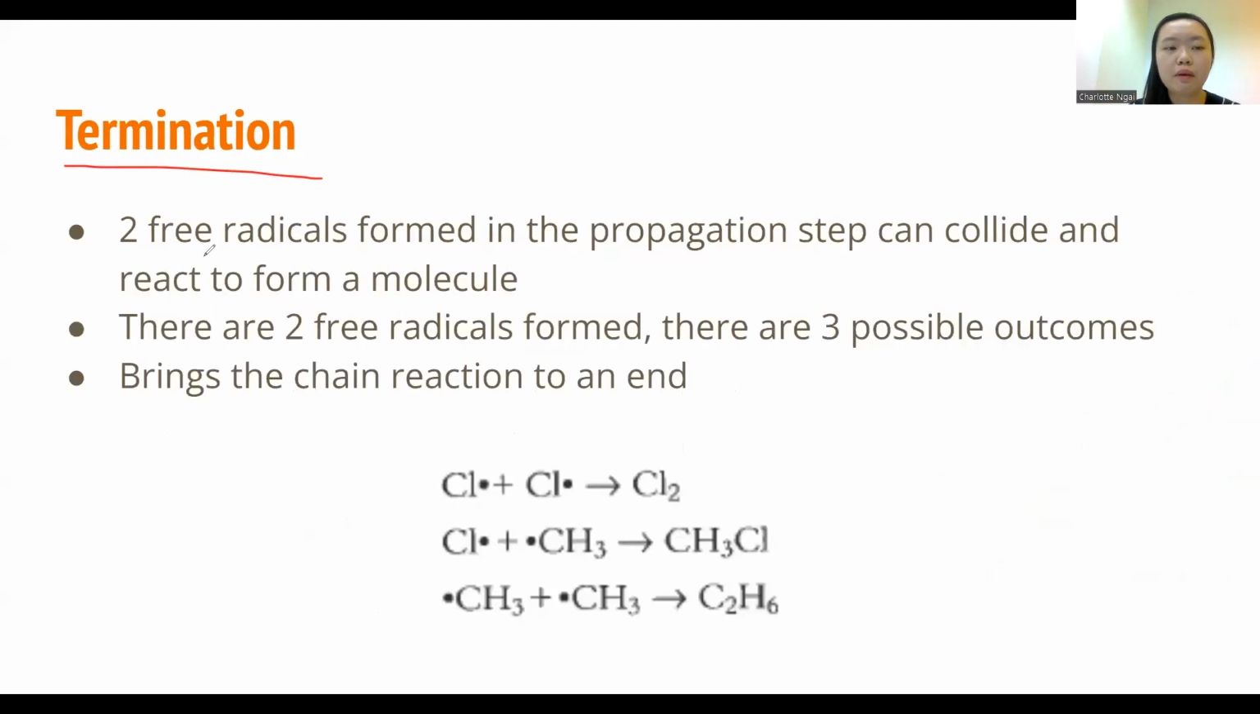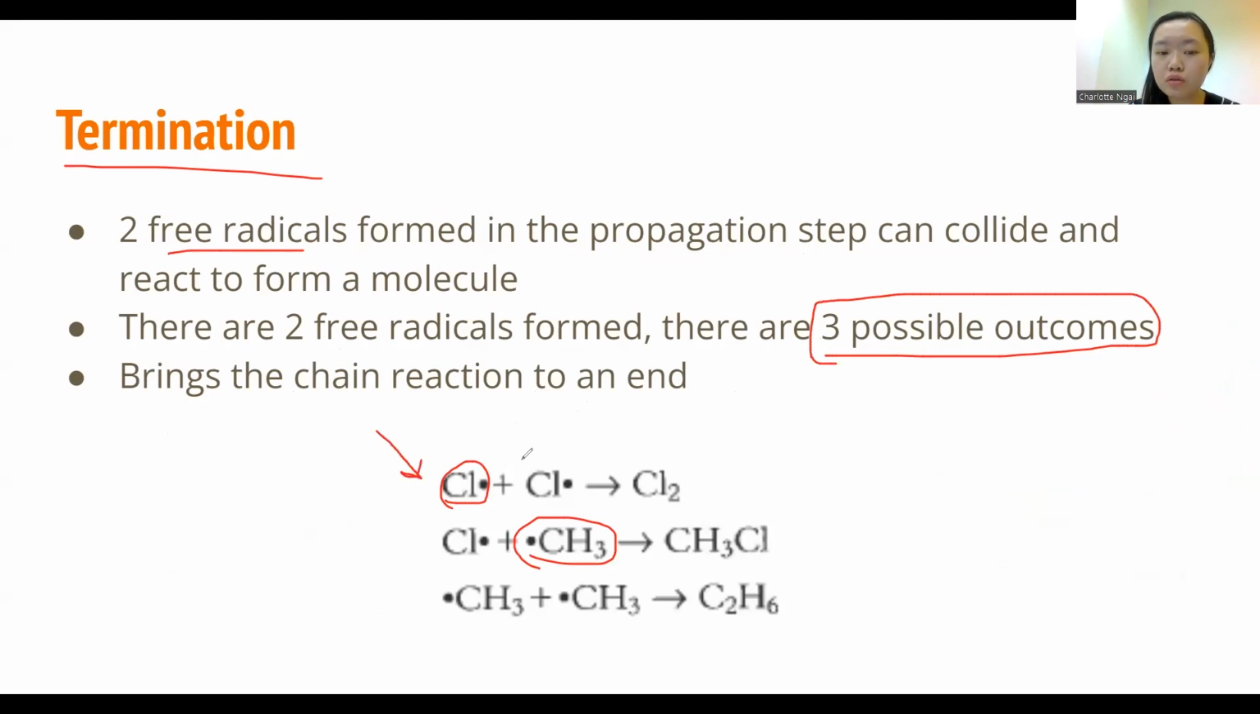So remember from the propagation step, we have two free radicals formed, which are the chlorine free radical atom and the methyl free radical. So now we try to combine them. And actually there are three possible outcomes. The first outcome is if I combine two chlorine free radicals, I will get Cl2. The two electrons right here will form a bond, so therefore I will get a Cl2 molecule.